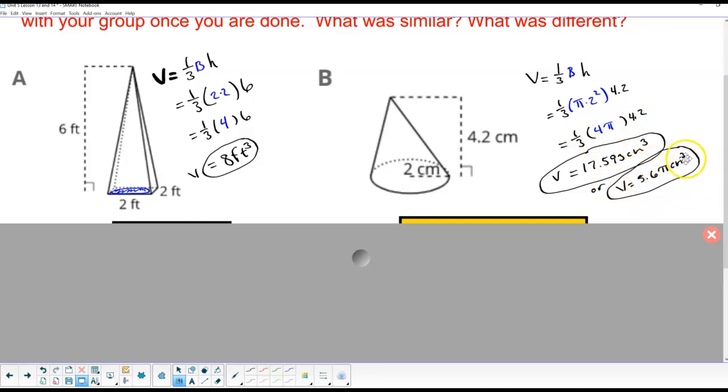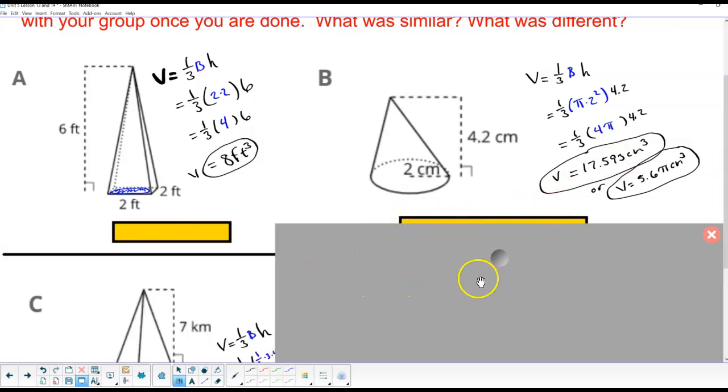This is what we call the exact answer, meaning we didn't have to round and we leave pi in the answer. If you use the pi button in your calculations, you should have got 17.593. I always round to 3 decimals when I can. That's a little more accurate than rounding to just 2 decimals or 1.